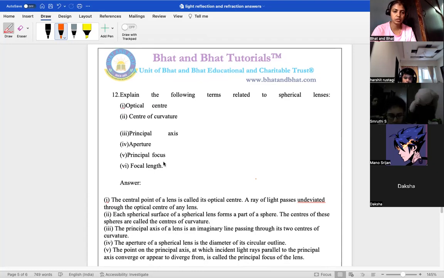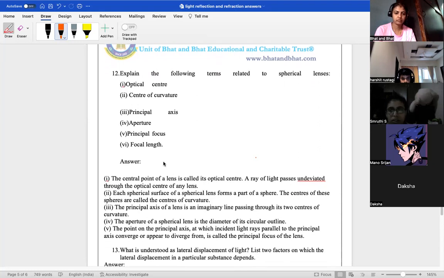Next is, what do you mean by focal length? Ma'am, the distance between focus and the optical center. That's it.